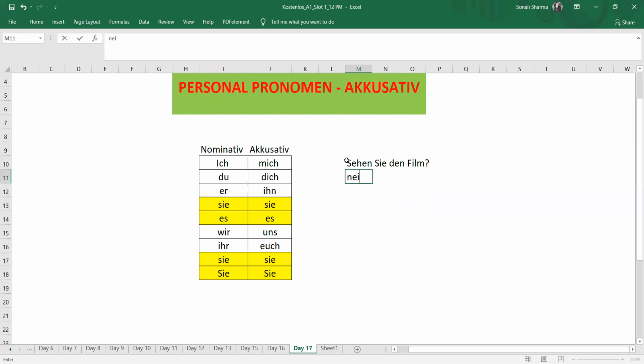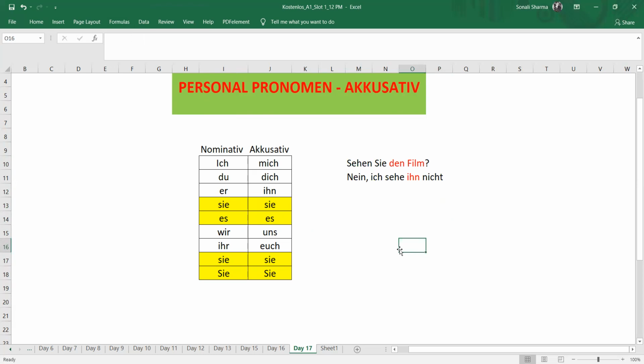And my answer is, nein, ich sehe ihn nicht. When I write this ihn, why ihn? Because here you can see this part is accusative. So I will be just marking this in red. We are going to focus on this part. Let me highlight this once. So, nein, ich sehe ihn nicht.